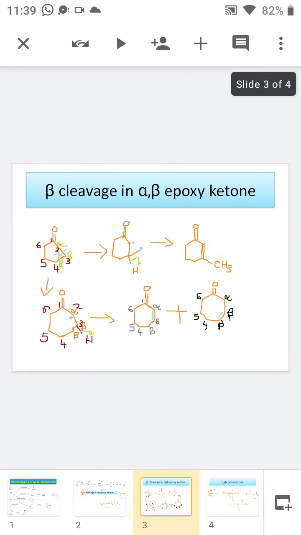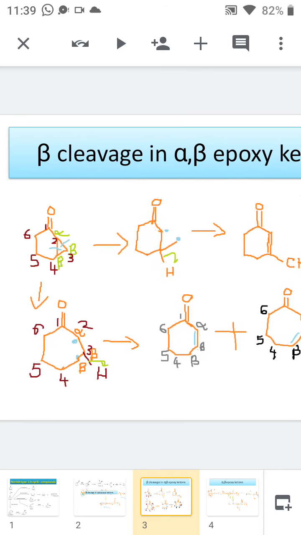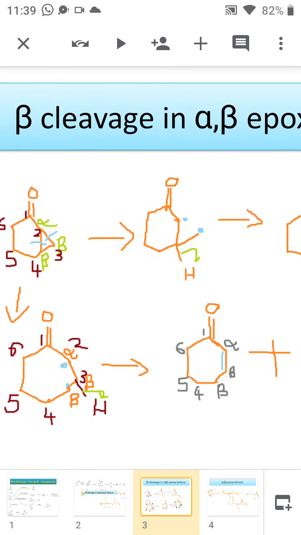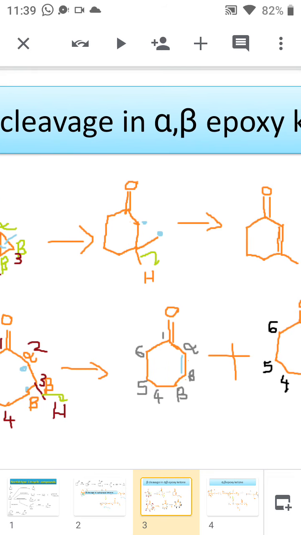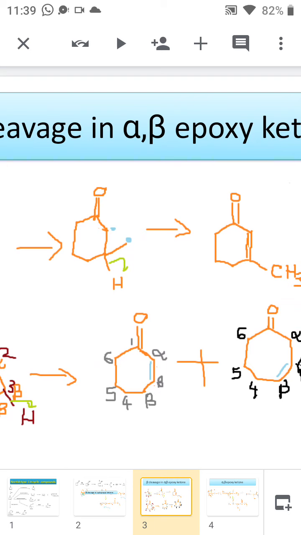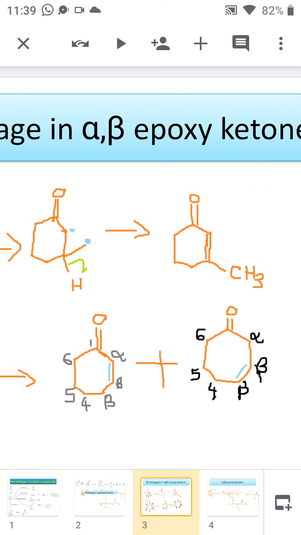Now we are moving into another example, that is the beta cleavage in alpha beta epoxy ketone. Here we can see that there are two beta positions. There is one alpha position and two alpha beta bonds. So here also there are two possibilities. If we break the alpha beta bond with alpha in the second position and beta in the third position, what will happen? We will get a free radical like this. After that hydrogen is homolytically cleaved.